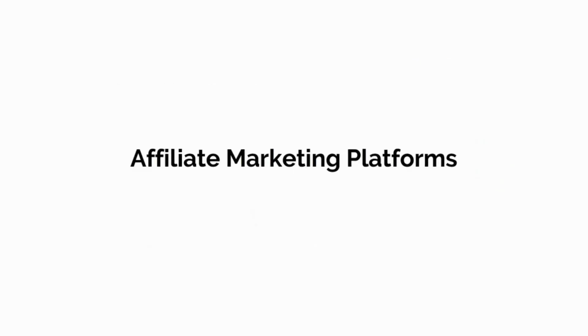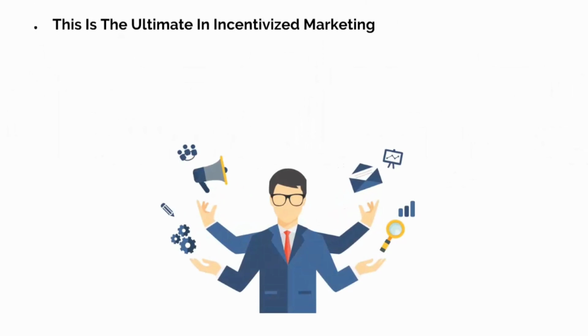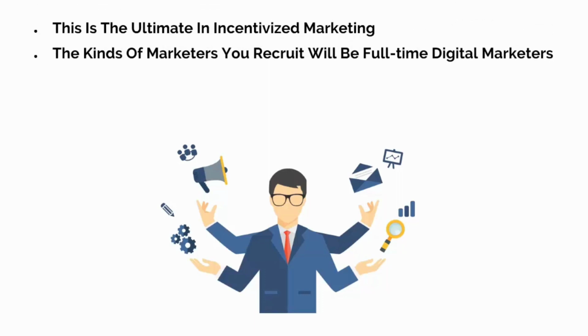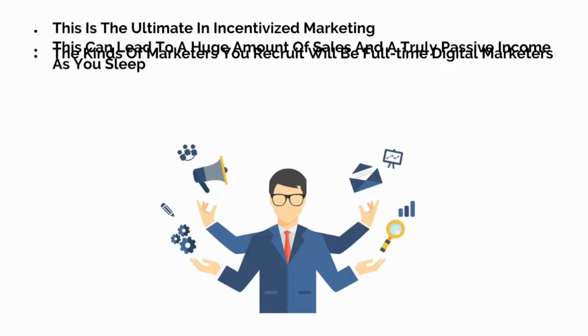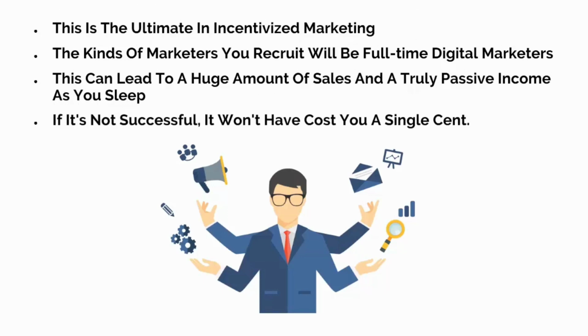These are the likes of WSO Pro, JVZoo and ClickBank. These allow you to sell products, largely digital, and to have a legion of marketers to help you do so for a commission. This is the ultimate in incentivized marketing because often you'll be offering 40 to 60%, and the kinds of marketers you recruit will be full-time digital marketers that use email marketing, landing pages, PPC, even perhaps CPA, and some other strategies to really push your products. This can lead to a huge amount of sales and a truly passive income as you sleep. And if it's not successful, then it won't have cost you a single cent.